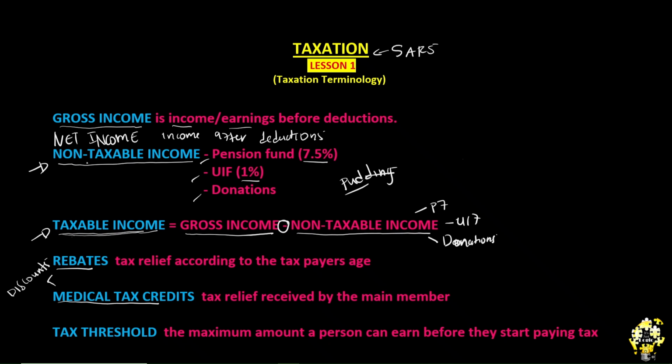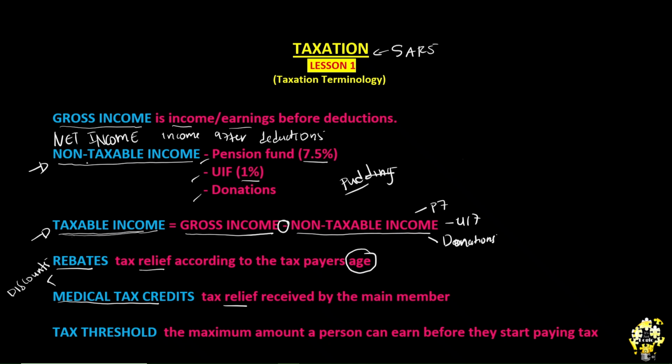Rebates, we call them tax relief. Tax relief, see? Also tax relief. That is to give you relief. So that is basically a discount. Rebates are tax relief according to a taxpayer's age. Now, this is what is important here. This is not just any tax relief. It is a tax relief that has to do with how old that particular individual is.